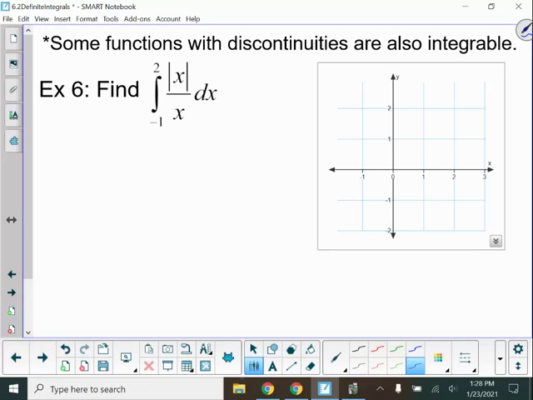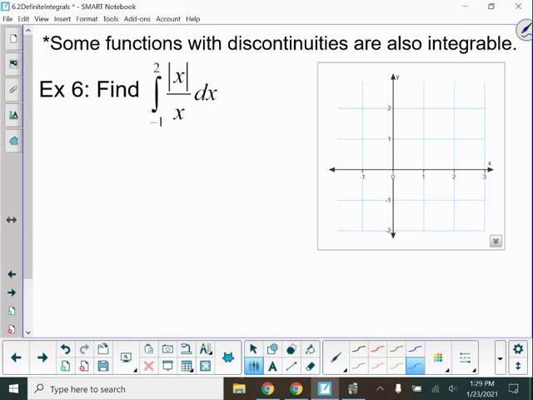Our last example in 6.2, we are going to find the integral from -1 to 2 of the absolute value of x divided by x dx. And this is a really great problem because with functions that have discontinuities in them, you can still find the area underneath the curve as long as you're aware of where those discontinuities occur. So with this particular function, there's a discontinuity at 0. It's actually a jump discontinuity.